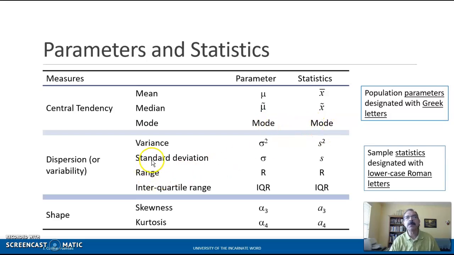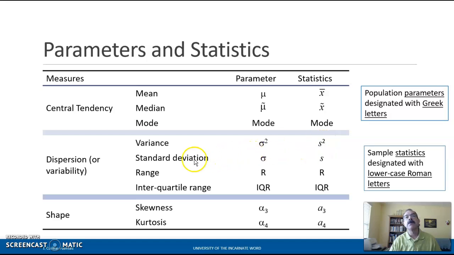Now, in terms of dispersion, the two most common measures are variance and standard deviation. So for variance, we use the Greek letter sigma squared. So if you write sigma squared, then I know you're talking about the variance of the population. So this is a parameter. If you write S squared, then that's the variance of the sample. So now this is a statistic.